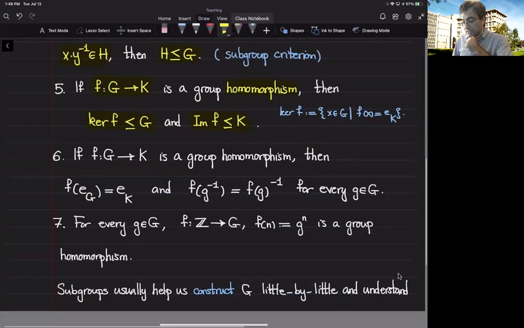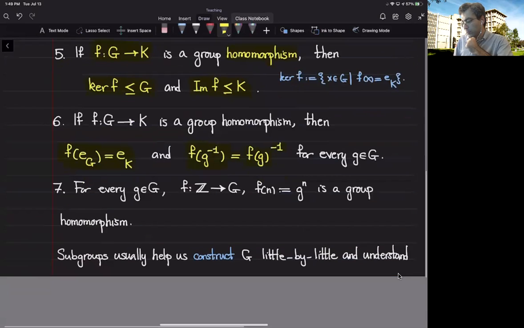We also discussed that if f is a group homomorphism, then f sends the neutral element of the domain to the neutral element of the codomain, and f of g inverse is the same as f of g, inverse. So these are categorized as basic properties of group homomorphisms.